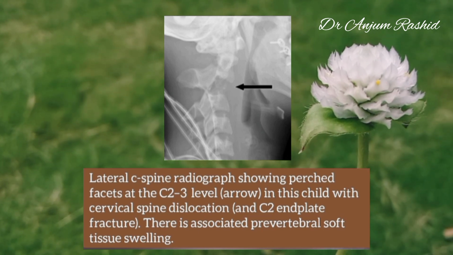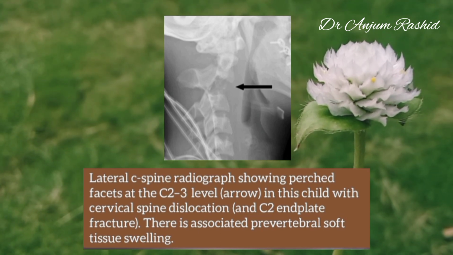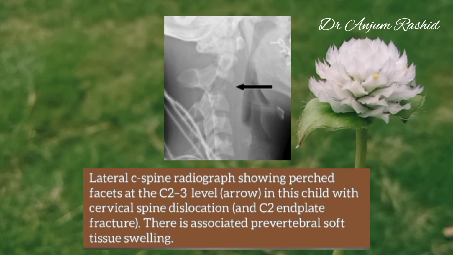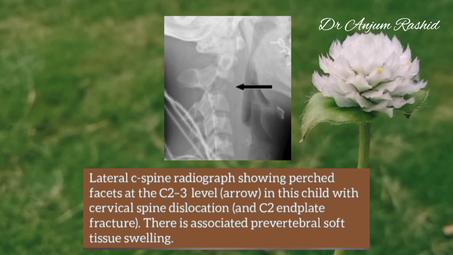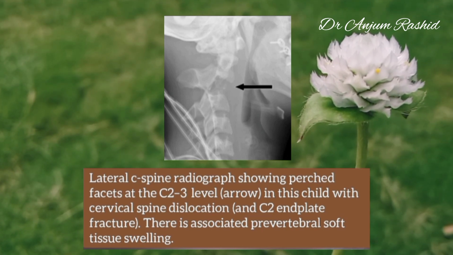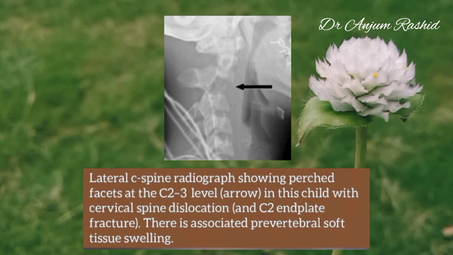Now, lateral C-spine radiograph showing perched facet at the C2 to 3 level. In this child, cervical spine dislocation and C2 end plate fracture is present. There is associated prevertebral soft tissue swelling.